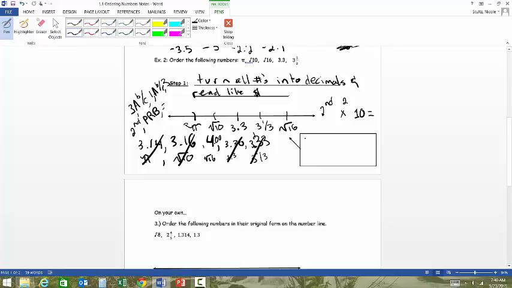So we're going to make a note here that when you graph numbers, use the original form. So that means, again, instead of writing 3.16, it was really given as root 10. So I need to write root 10 on my graph.